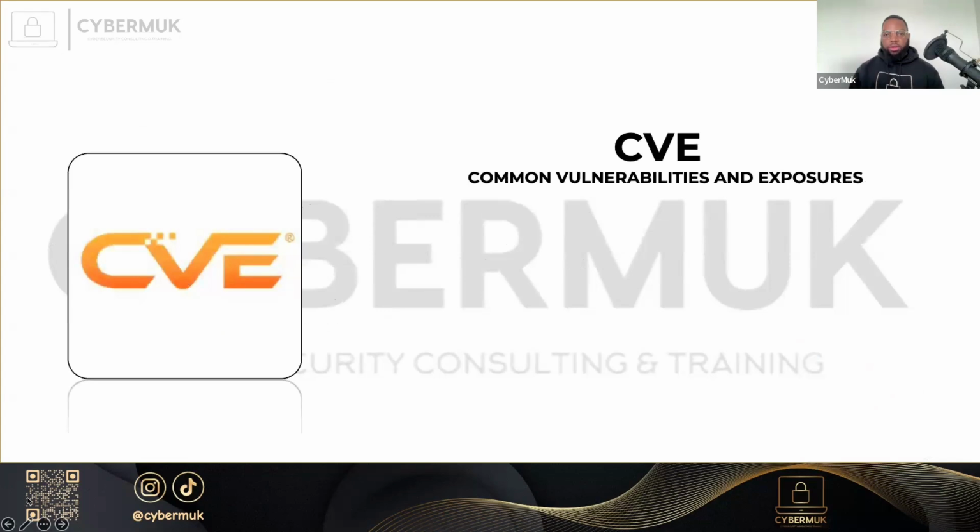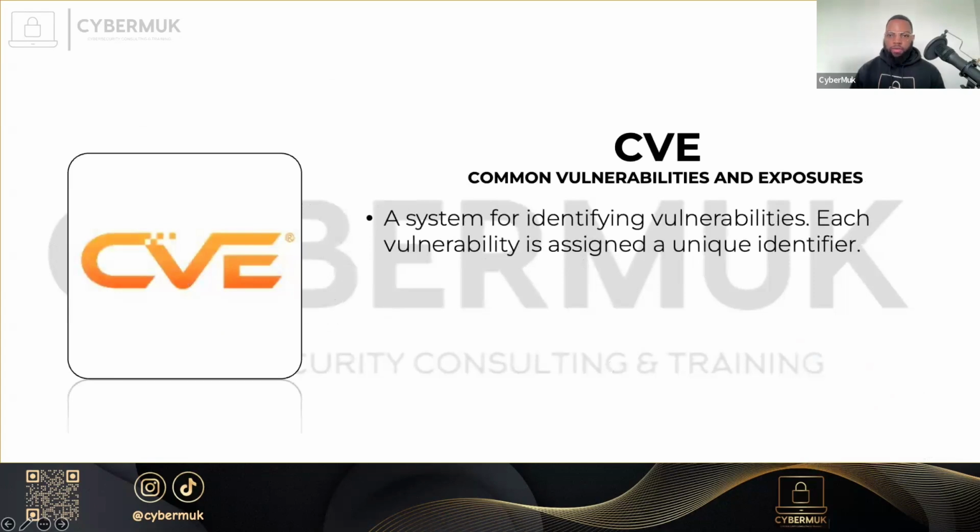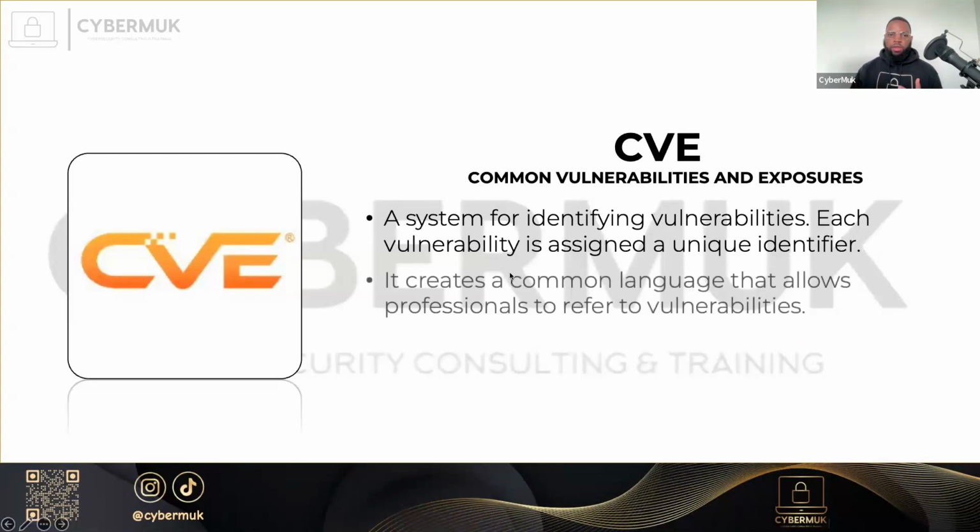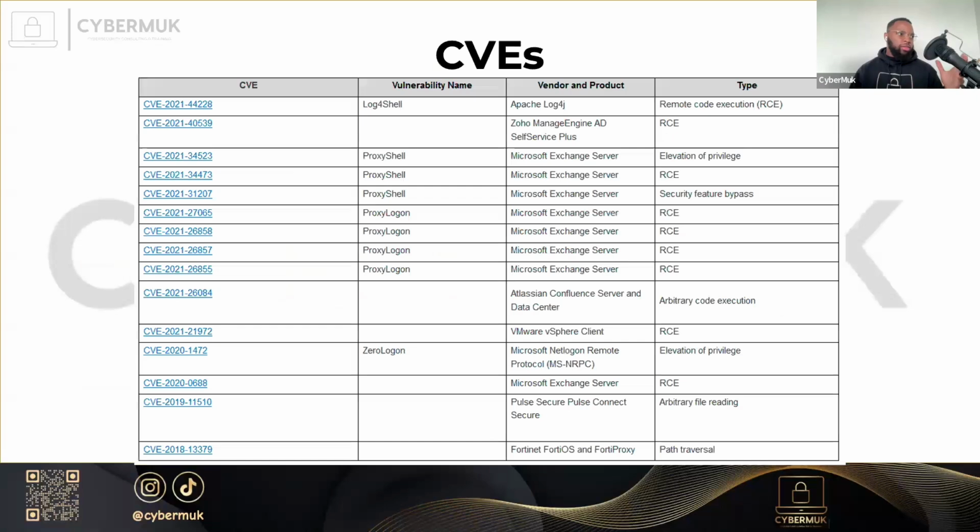There's another system called CVE, Common Vulnerabilities and Exposures. This is a publicly available system for identifying vulnerabilities. Each vulnerability is given a unique identifier that serves as a reference, like a common language that allows professionals to refer to vulnerabilities. So if I tell you that there is a CVE 2021-26855 on one of my systems, you know exactly what I'm talking about.